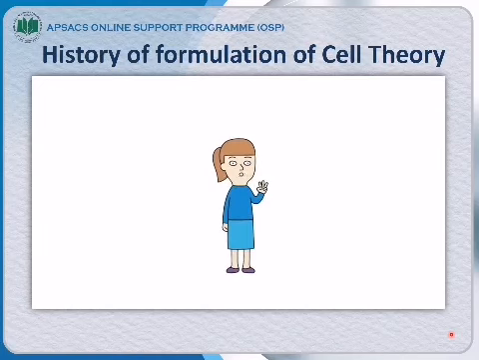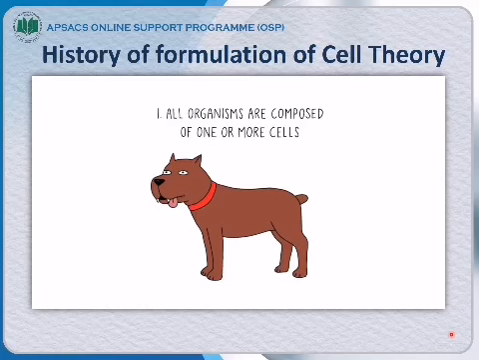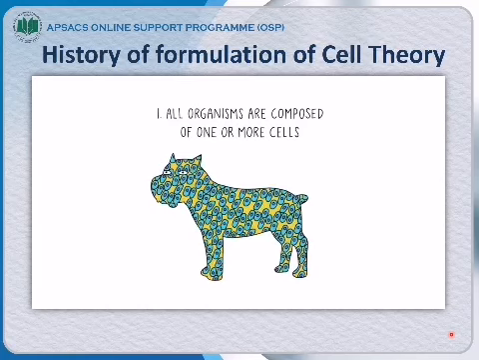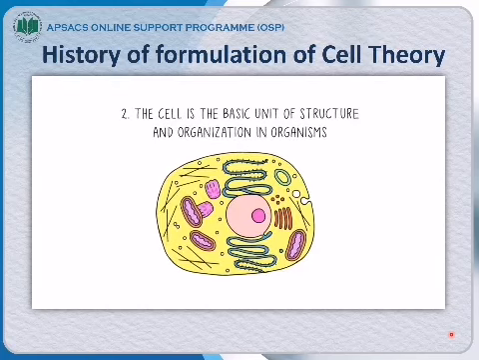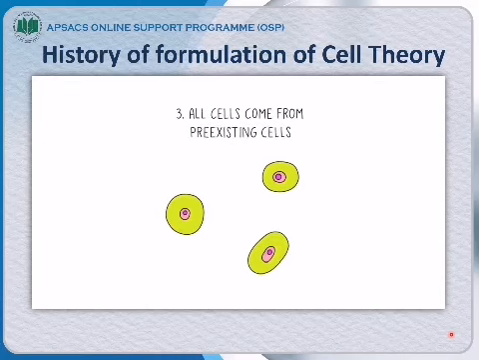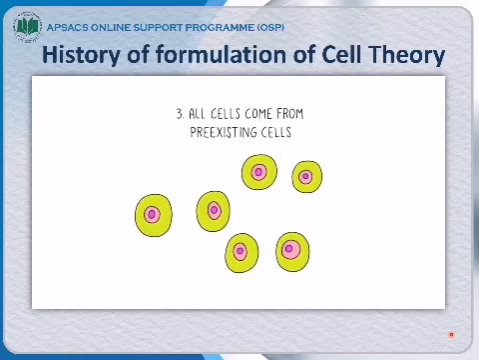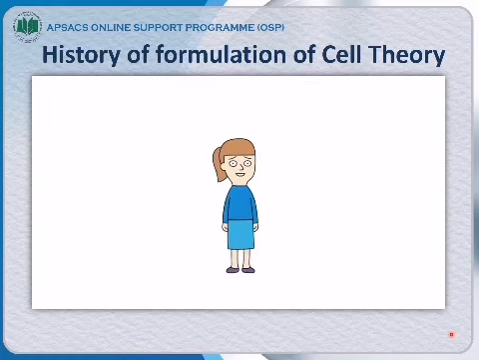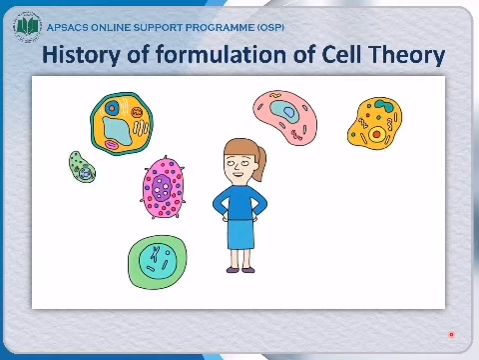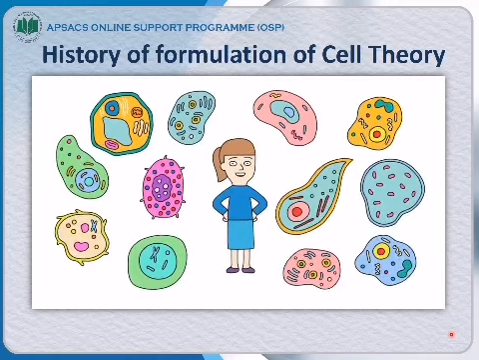There are three parts to the cell theory. One: all organisms are composed of one or more cells. Two: the cell is the basic unit of structure and organization in organisms. And three: all cells come from pre-existing cells. To be honest, this all sounds incredibly boring until you dig a little deeper into how the world of microscopic organisms and this theory came to be.